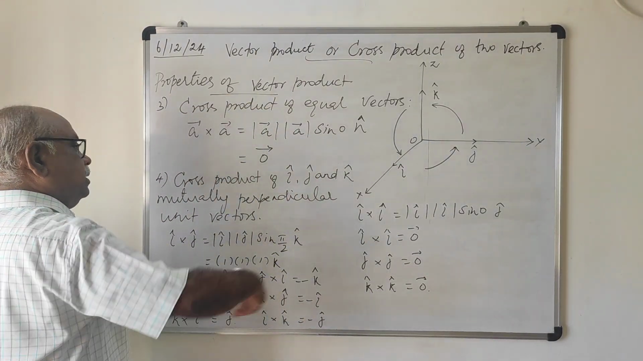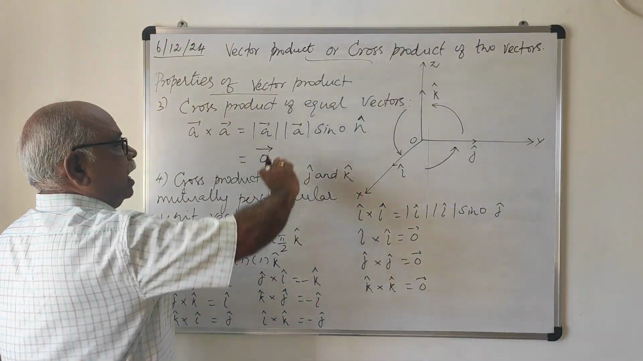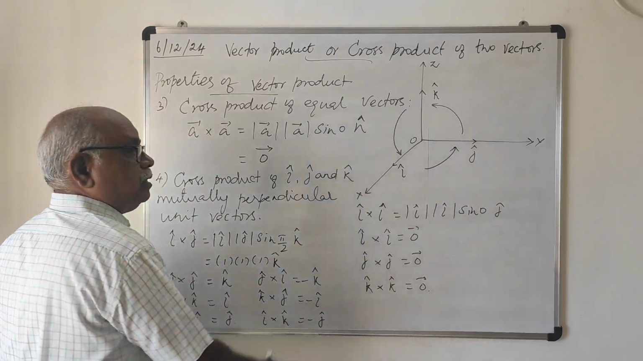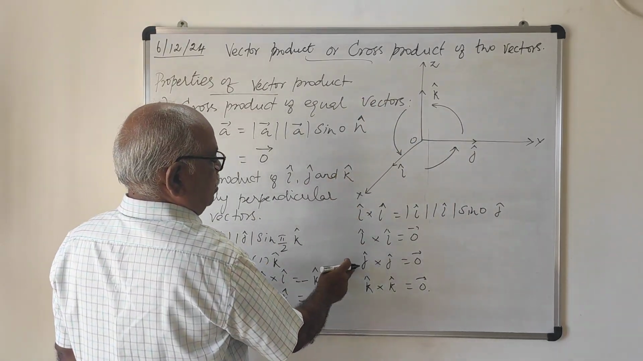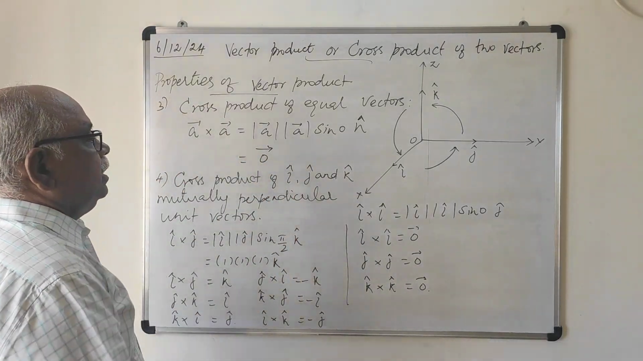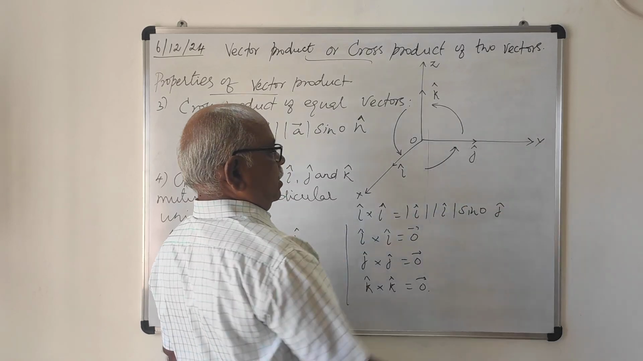Other vector cross products give the next vector. In the anti-clockwise sense you get positive vectors, in the clockwise sense you get negative vectors. So I cross I is 0, J cross J is 0, K cross K is 0, as we have already seen. These are the cross products of the I, J, K unit vectors.